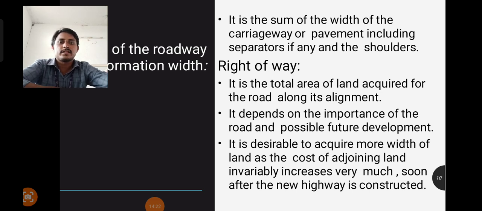Then next, what is right of way? Right of way is nothing but the combination of formation width plus road margins, or the total land acquired for the road along the alignment. That is called right of way. Right of way means the area of land which is required for a road alignment. It depends upon several factors, based upon future development.